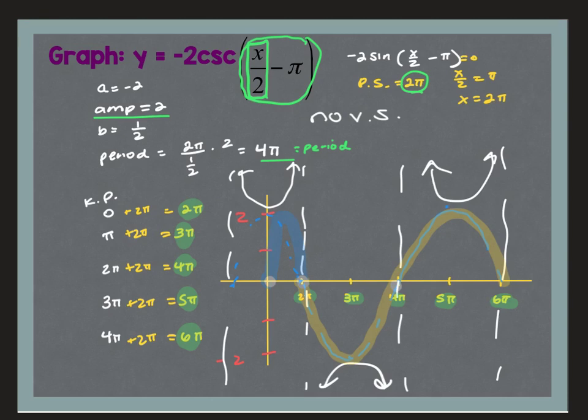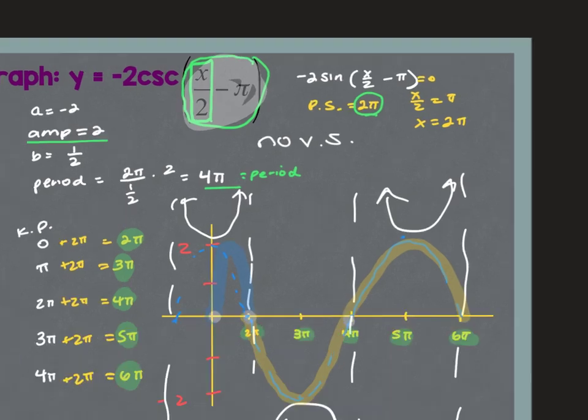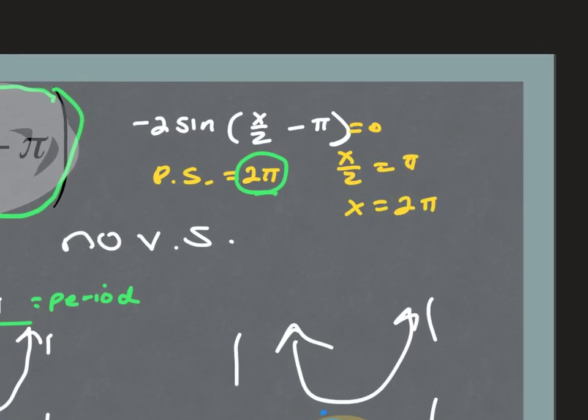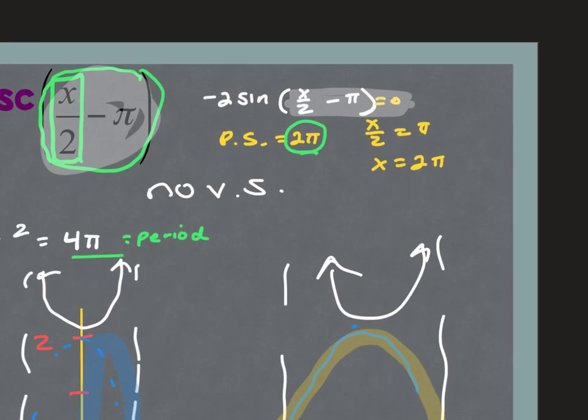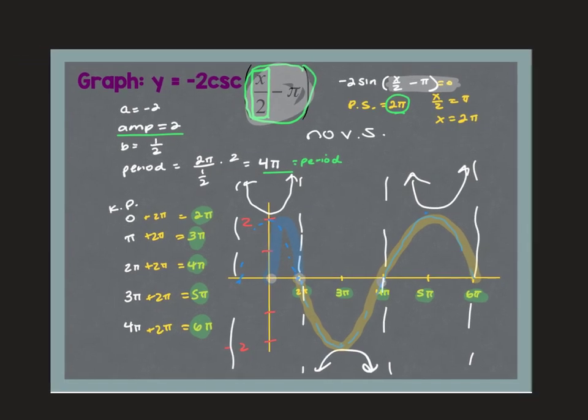Why is that? Because you have to solve this by setting it equal to 0, so that's what's here. So this equals 0. I add the pi, and then I get x over 2 equals pi, and then I multiply by 2, and I get x equals 2 pi. And then there's no vertical shift on this one, so it stays where it is.